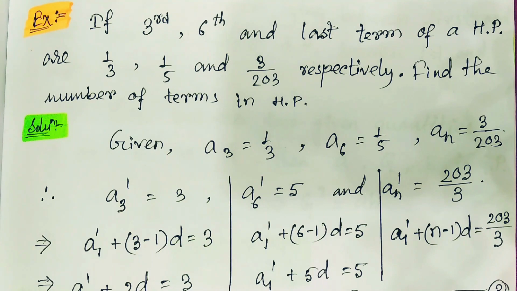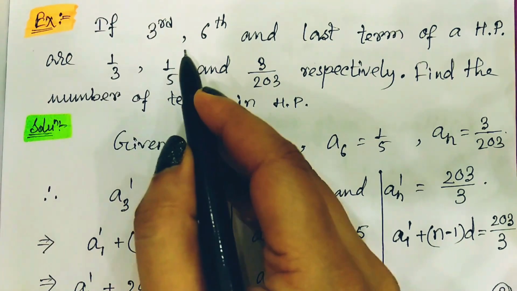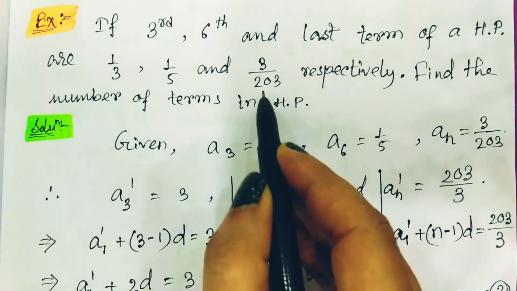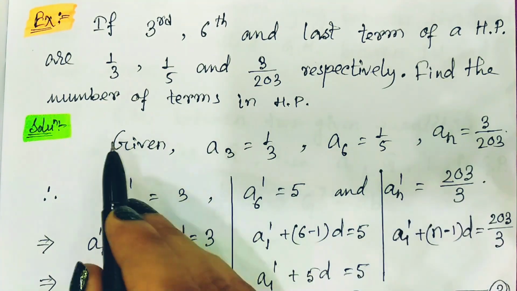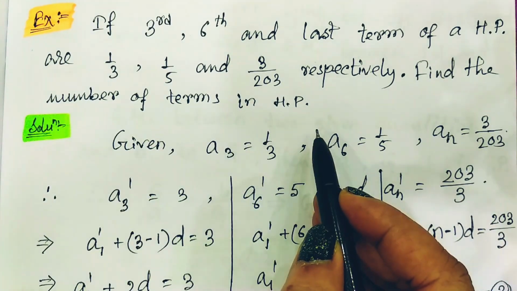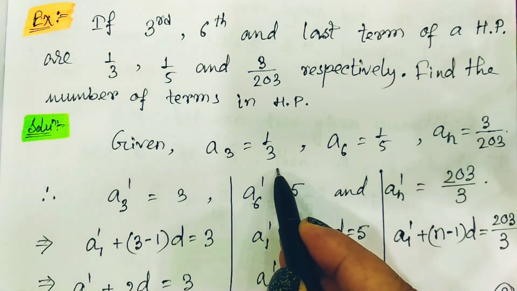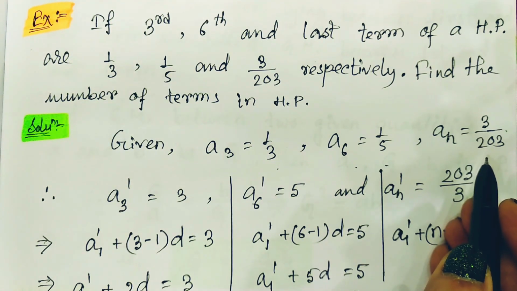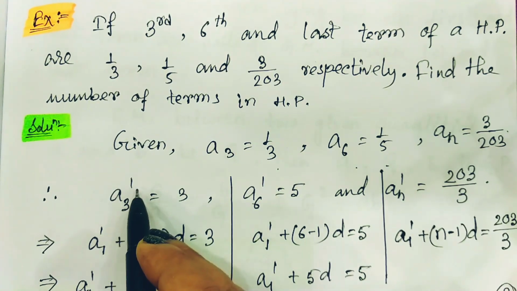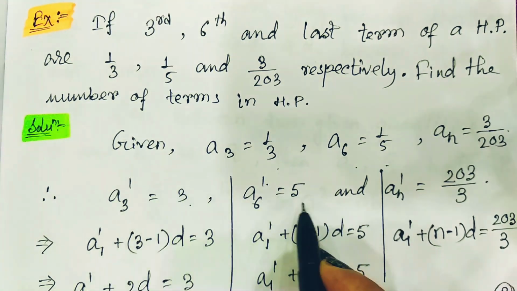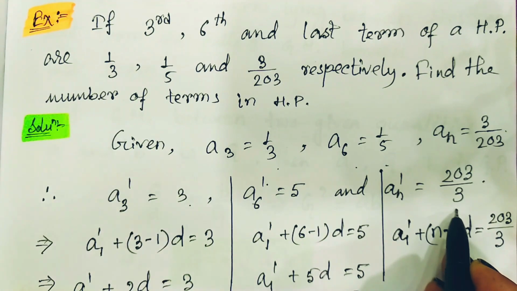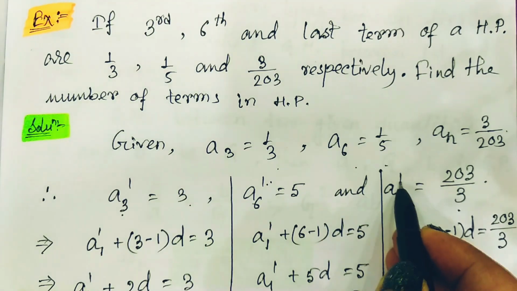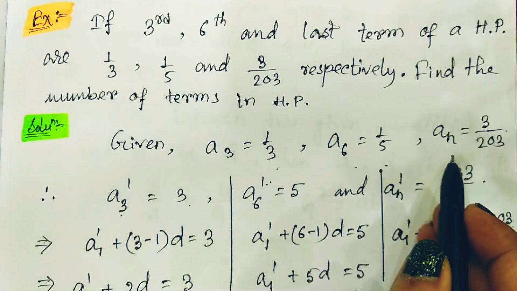Okay, one more. If the third, sixth and last term of an HP are 1/3, 1/5 and 3 upon 203 respectively, then find the number of terms in the HP. What is given here? The third term is 1 by 3, the sixth term is 1 by 5 and the nth term is 3 upon 203. So their reciprocals, that is A3 dash is 3, A6 dash is 5 and An dash is 203 by 3. These are definitely in AP, as A3, A6, An are in HP.